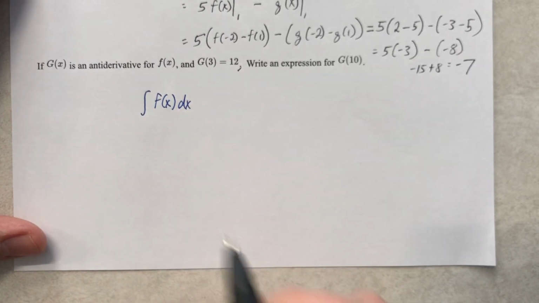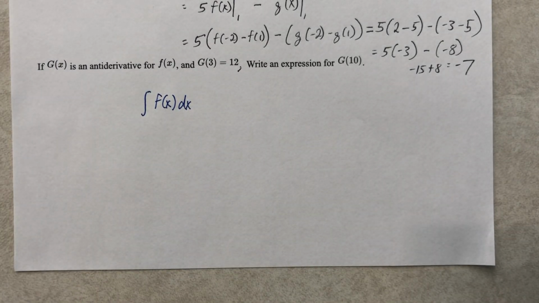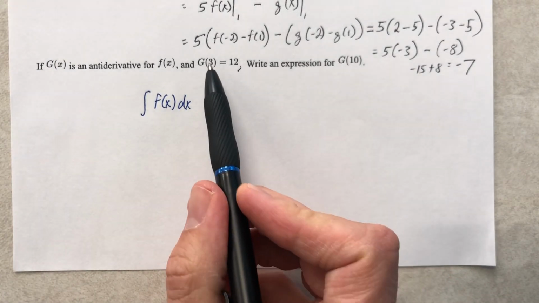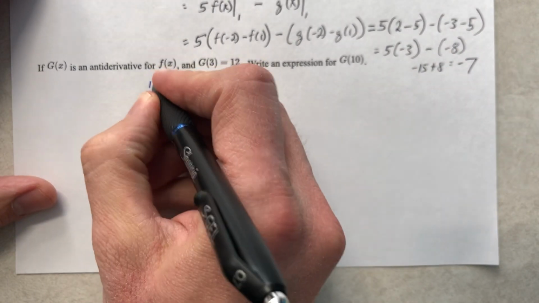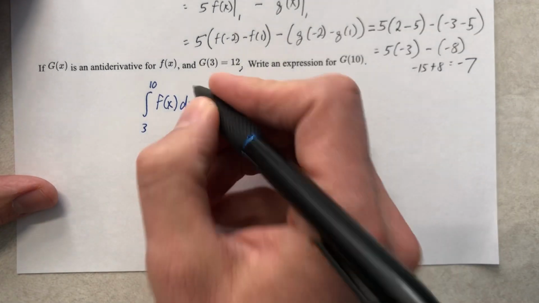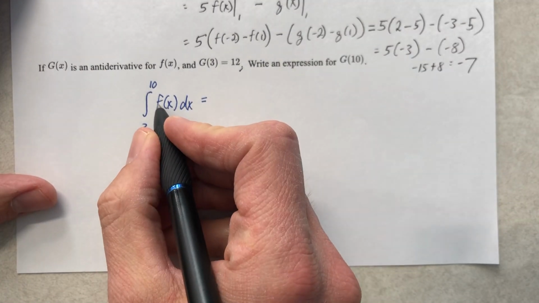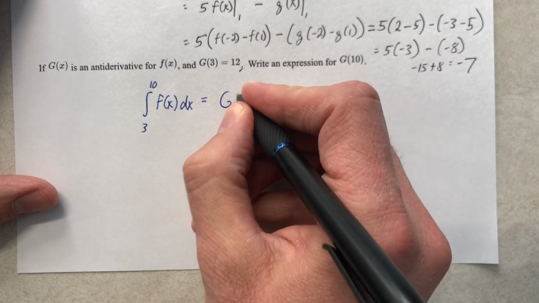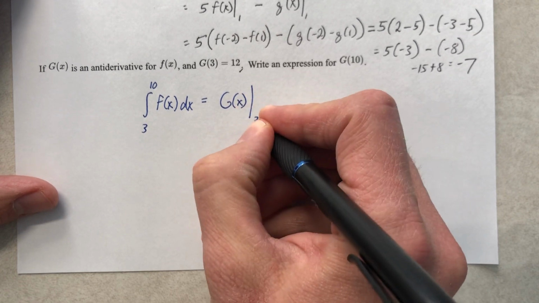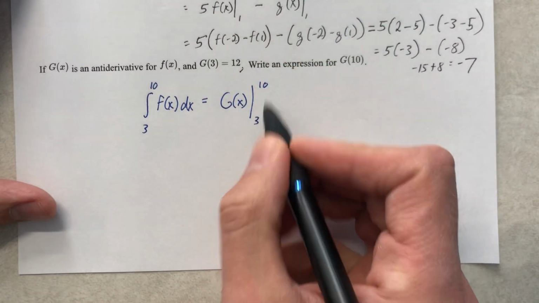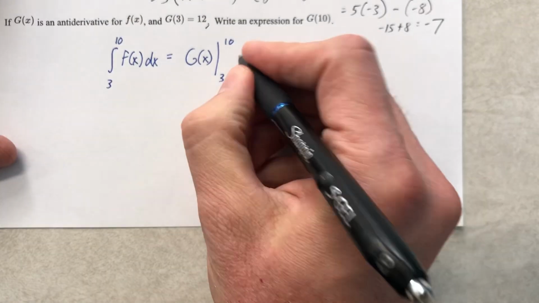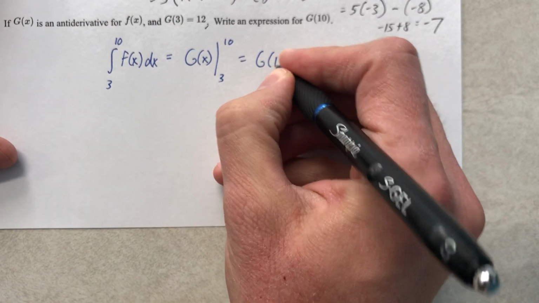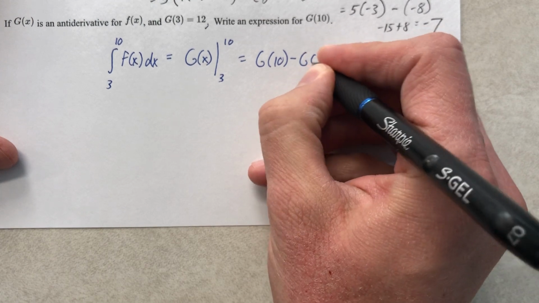What numbers do I put here? Okay, well, what values would I plug in? Well, I need there to be a 3 and I need there to be a 10. So let's just do that. 3 and 10. Okay? And this is equal to, well, the antiderivative of f, which is G, evaluated from 3 to 10. And this is a different way of writing the same thing that's happening right here. So we have G of 10 minus G of 3.